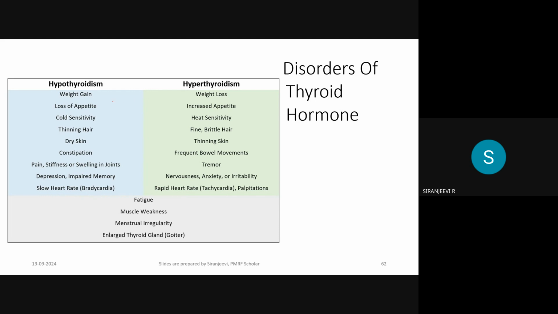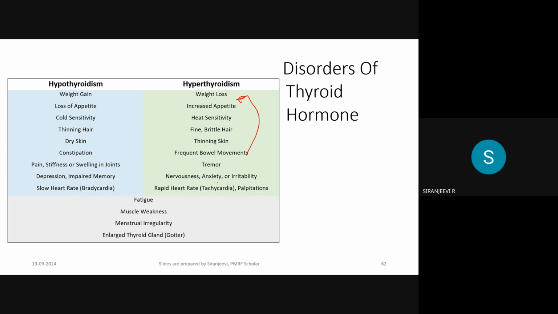Hypothyroidism is totally opposite of this. If weight gain is there in that case, here weight loss will be there. Increased appetite I've seen, and heat sensitivity is there, and fine and brittle hair, thinning skin, and frequent bowel movements will be there. Because of that only, weight loss will happen, and tremor, nervousness, anxiety, or irritability, rapid heart rate will be there.